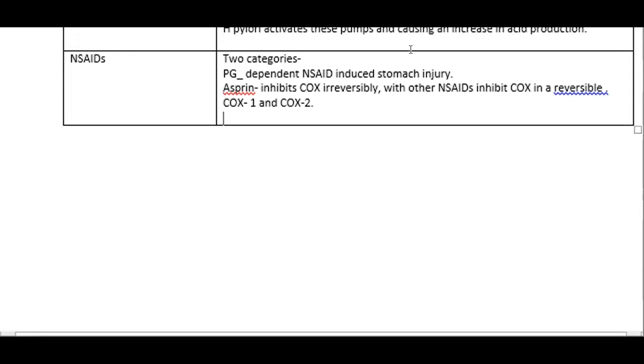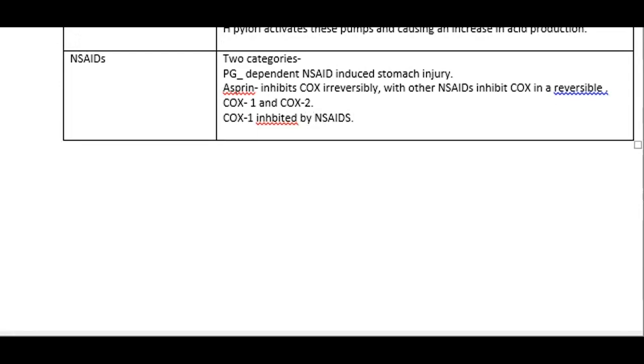Okay, and these NSAIDs mainly inhibit this COX-1, as its main function is to protect the mucosal integrity. Because of this damage to the COX enzyme, no prostaglandins are being synthesized, and thus we will have mucosal damage.